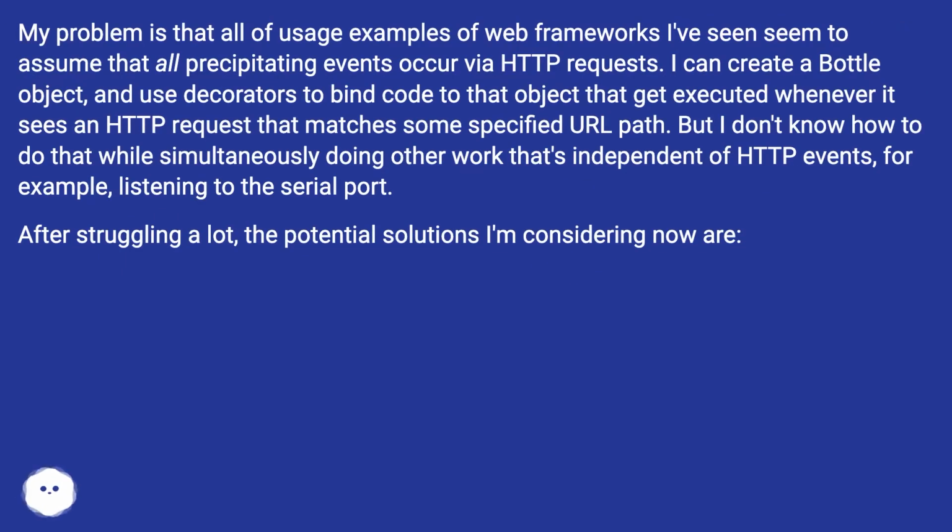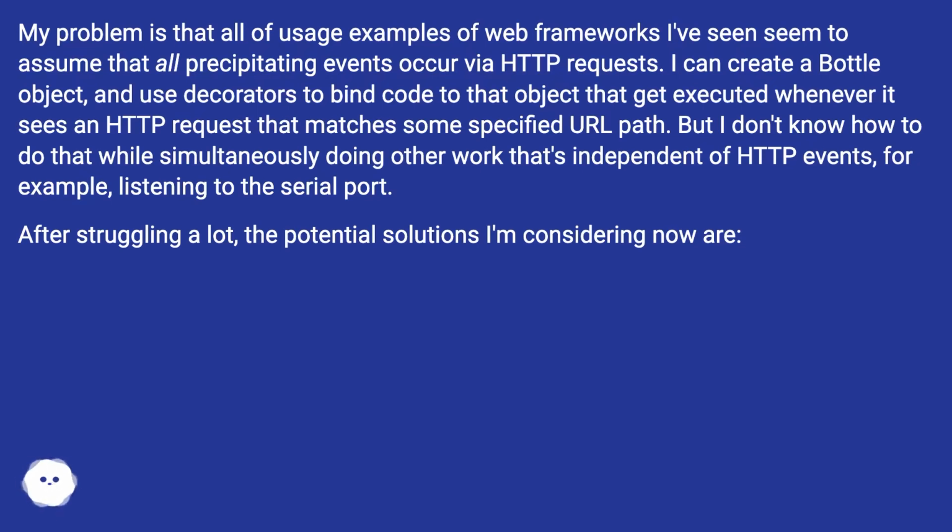My problem is that all the usage examples of web frameworks I've seen seem to assume that all precipitating events occur via HTTP requests. I can create a Bottle object, and use decorators to bind code to that object that gets executed whenever it sees an HTTP request that matches some specified URL path. But I don't know how to do that while simultaneously doing other work that's independent of HTTP events, for example, listening to the serial port.